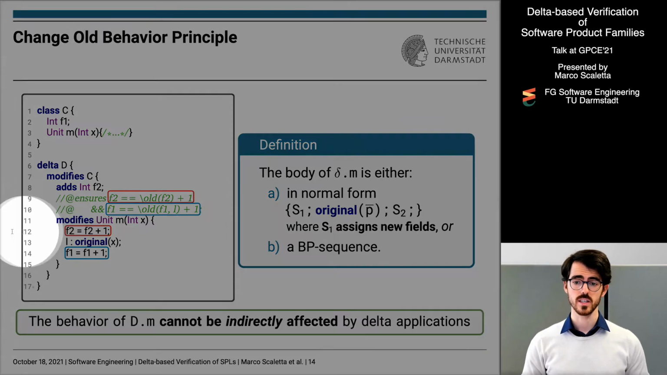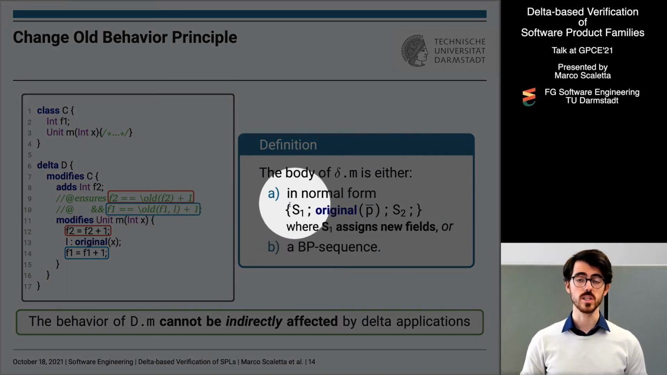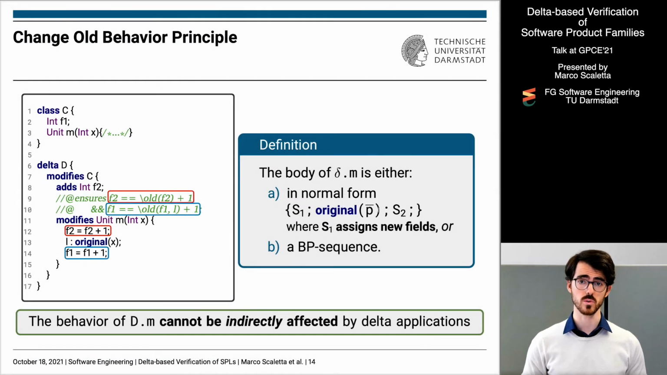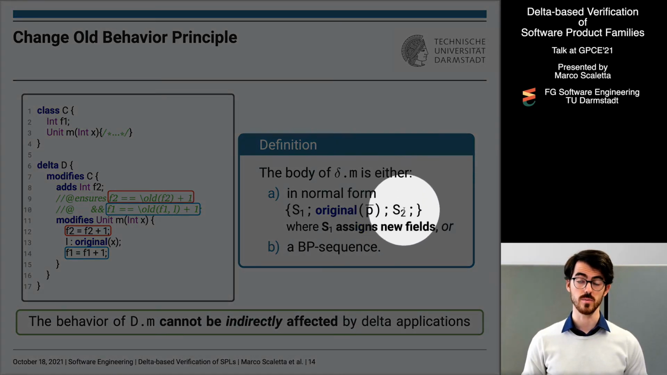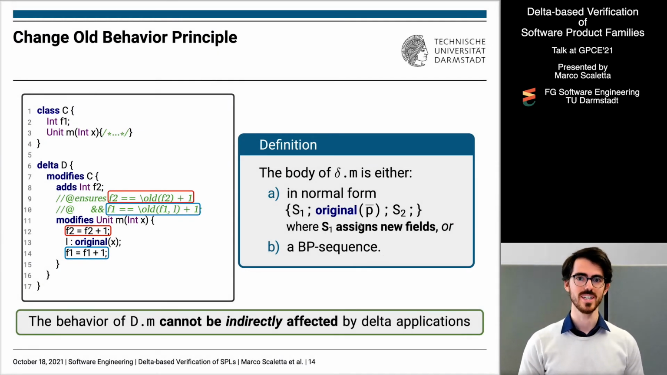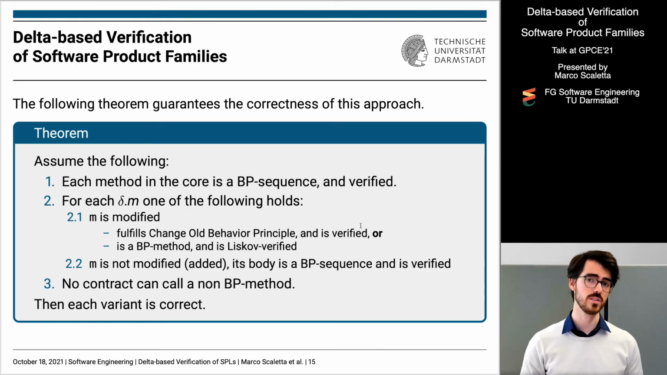The idea is that the BP sequence S1 can only assign newly added fields so that we don't affect the behavior of original. The BP sequence S2 can do whatever, because we can apply, for example, assignment to previous fields or newly added fields, and in this way we are able to change the old behavior of original. With this theorem, we guarantee that our approach is correct.